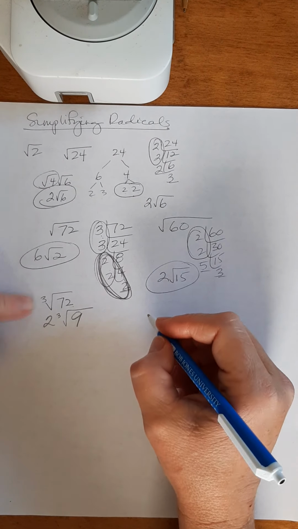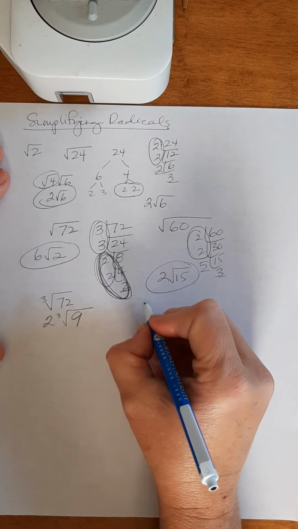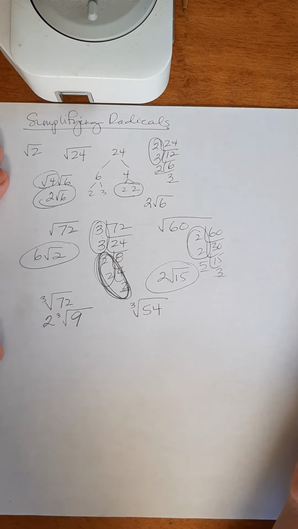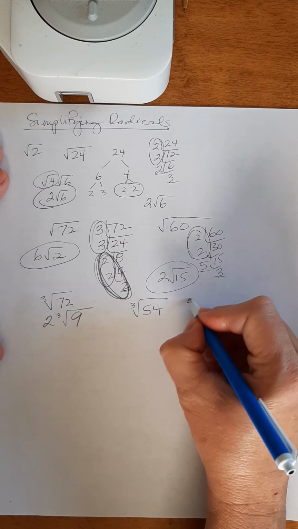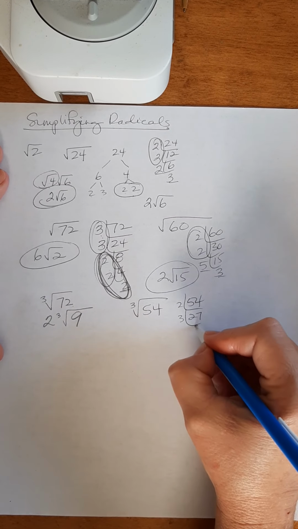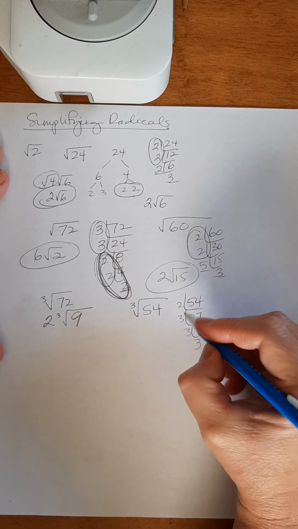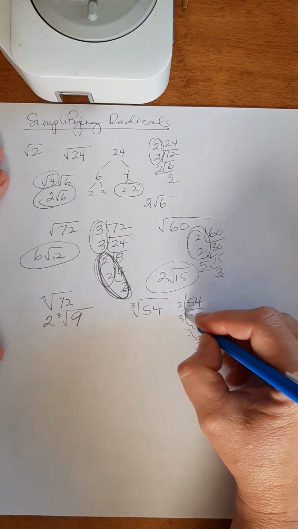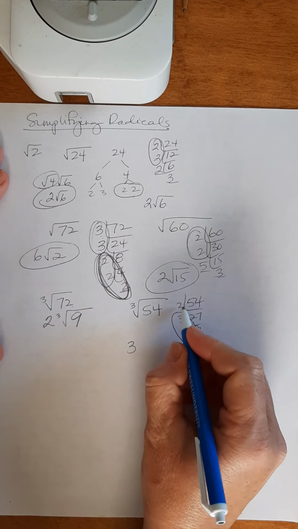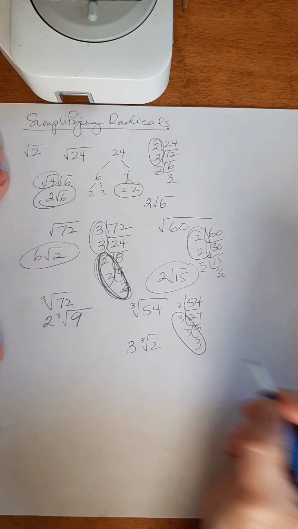And we'll do one from scratch just so you can see it from there. Like if I said the cube root of 54. 2 goes in there, 3 and 3. So cube root, so 3 of a kind, 3, 2 left over.